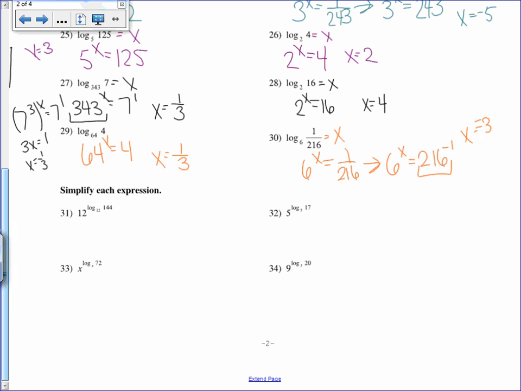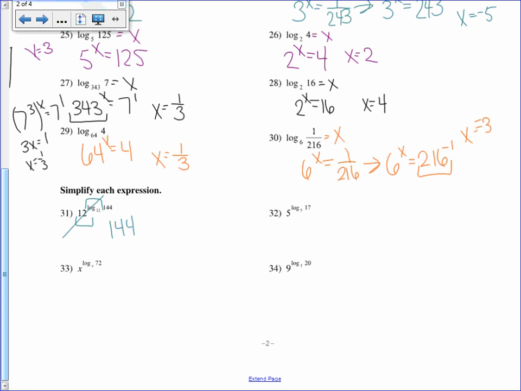Okay, this says to simplify each expression, and I didn't really get the chance to talk about this, so it's good if you're paying attention. Whenever you have an exponent and a log with that same base, they cancel each other out. What I mean is, since this exponent has a base of 12 and this log has a base of 12, these two actually undo each other. They cancel each other, and you're just left with 144.